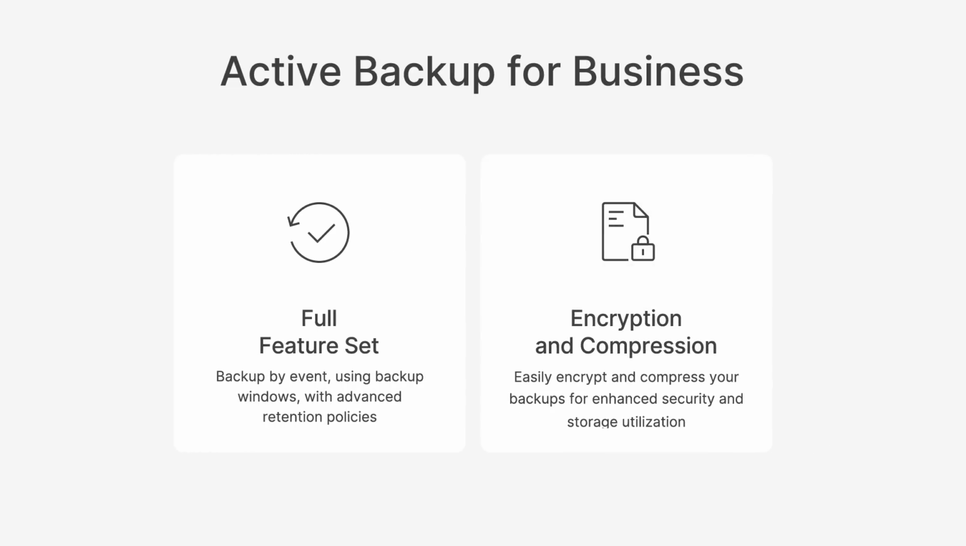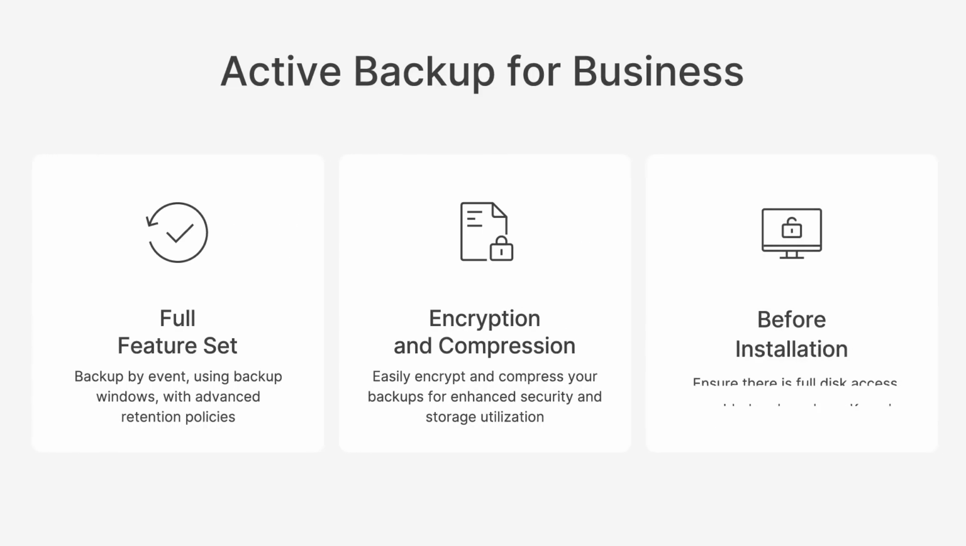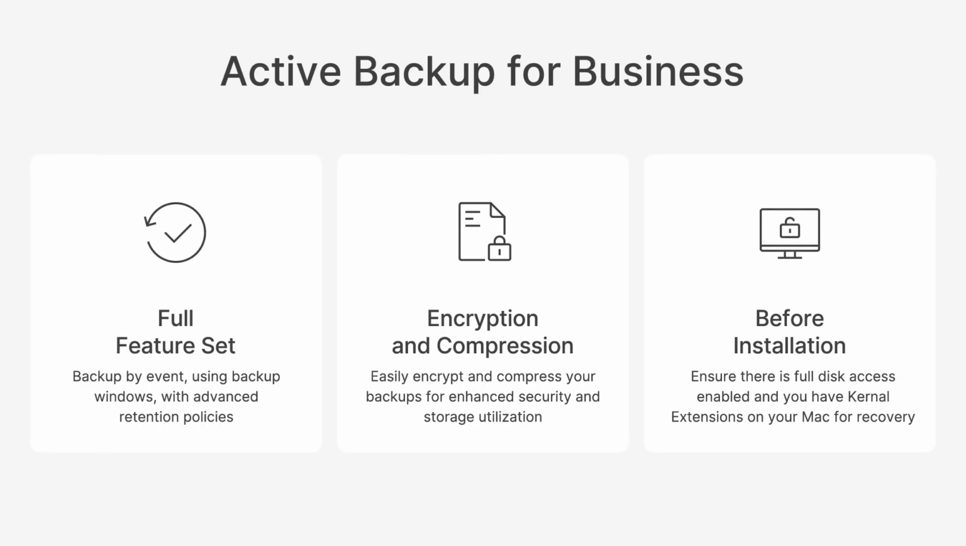Alongside that, you can also enable encryption and compression at the individual task level, just like other Active Backup for Business elements. And finally, before installation, you want to make sure that you have full disk access enabled for Active Backup, as well as kernel extensions on your Mac for recovery, because you don't want to get those in place should you actually need to do a recovery in the event of emergency, for example. So you want to have all those in place before you do those initial backups.